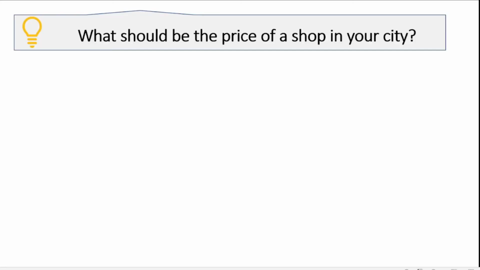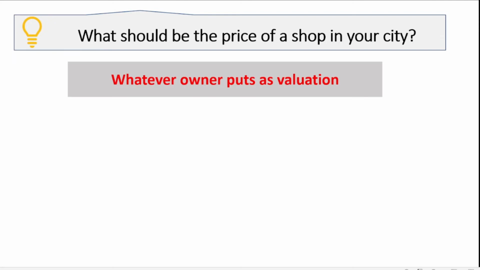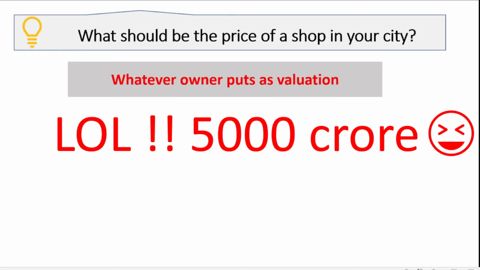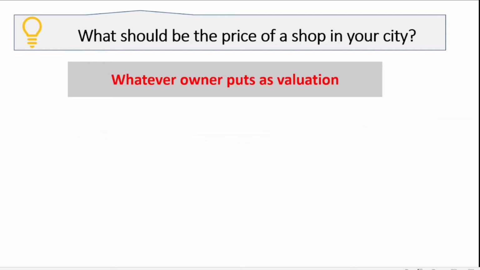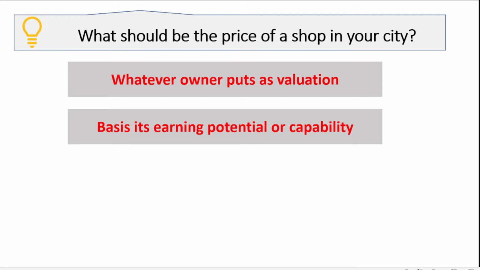If I ask you what should be the price of a shop in your city, should it be whatever the owner puts as valuation? If he says, give me 5,000 crores, will you still buy it? The answer would be no, because it doesn't make any sense. Because he as an owner can put any number just to make a profit. Or should the price depend upon the earning potential of that shop?